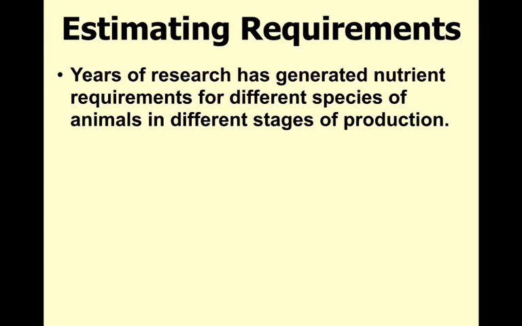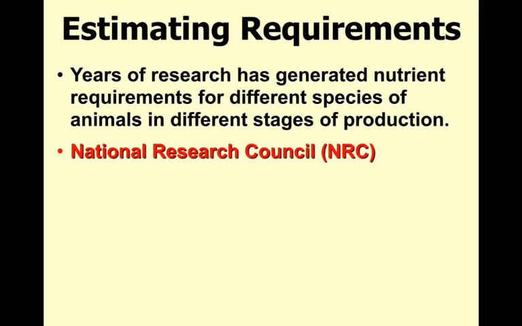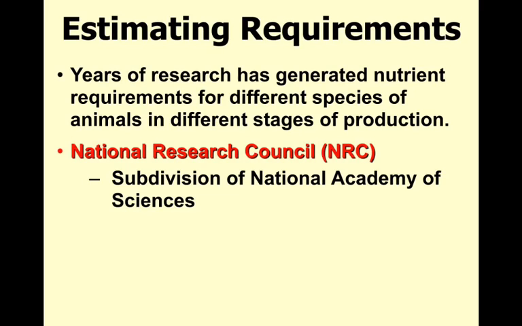When we talk about estimating requirements, there's been years and years of research, and we have major publications that talk about the nutrient requirements for different species of animals in different stages of production. The main ones, the National Research Council, the NRC, and I have most of the publications. I've got a few of the more current ones that I need to order, but these are literally groups of scientists that go through the literature for the past 5 to 7 years and update what the minimum requirements are for various animals at different stages of production. And it's a subdivision of the National Academy of Sciences.